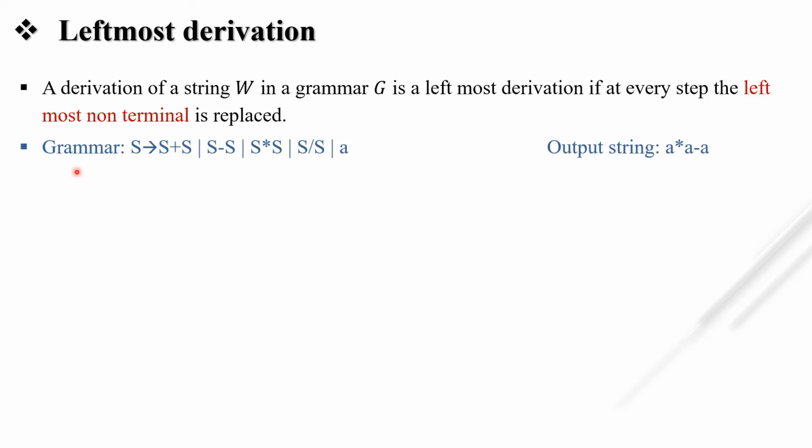Suppose we have a grammar and we have a string a * a - a. For drawing the parse tree, we always start with the start symbol, that is capital S. So this S will first be replaced by S - S or S * S. You can replace first by S * S also, or you can replace by S - S. Both are true. So we are going to replace this S with S - S.